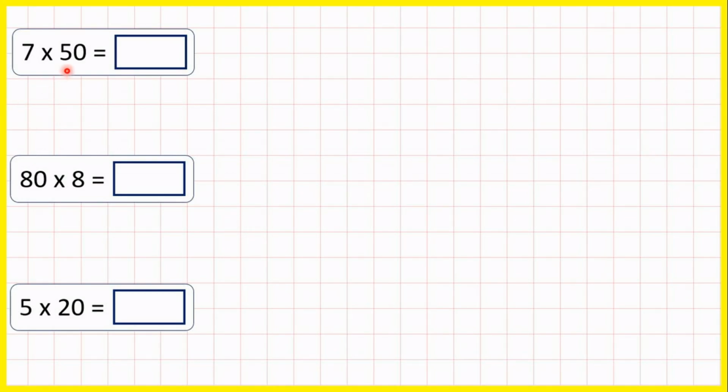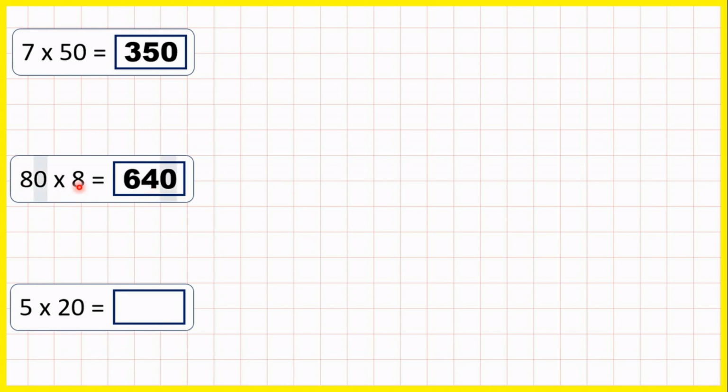So here we're multiplying multiples of 10, so numbers in the 10 times table. First we have 7 times 50. Well, 7 times 5 is 35, so 7 times 50 is 350. Because 7 times 5 is 35, then if we have one end zero in the question, we need one end zero in the answer.